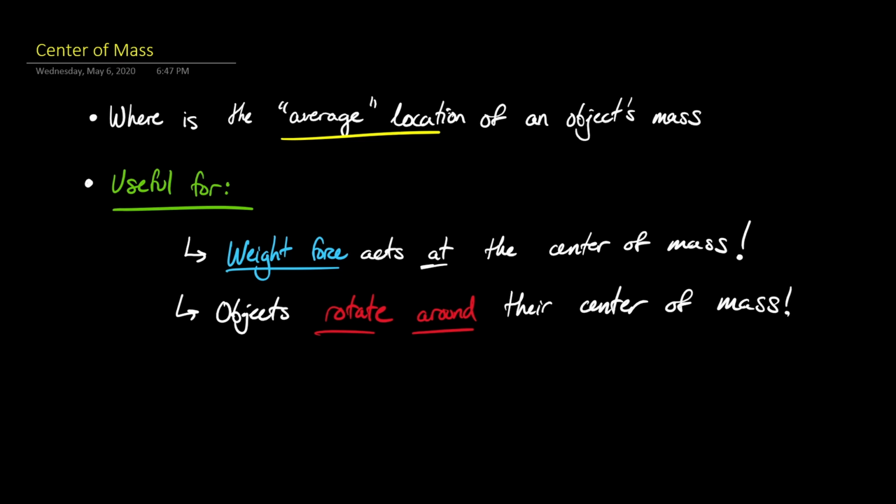Now, the basic idea of center of mass is that it's going to give you the average location of an object's mass if the object is spread out. So if you have a point mass, obviously all of its mass is located at the same place. But if you have a more extended object, like maybe a ruler or a boomerang, the mass is going to be spread around a little bit, and this quantity is going to give you more or less the average location of the mass of the object.